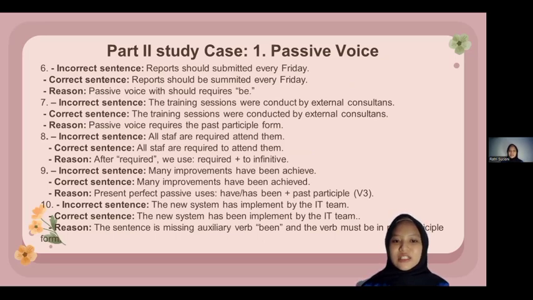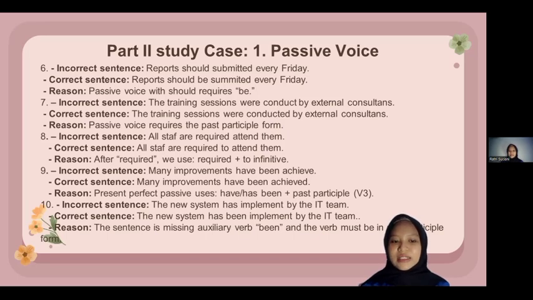Number 7 is "The training session were conducted by external consultant." The correct sentence is "The training sessions were conducted by external consultants" because passive voice requires the past participle form. Number 8 is "All staff are required to attend them." The correct sentence is "All staff are required to attend" because after required, we use required plus to infinitive.